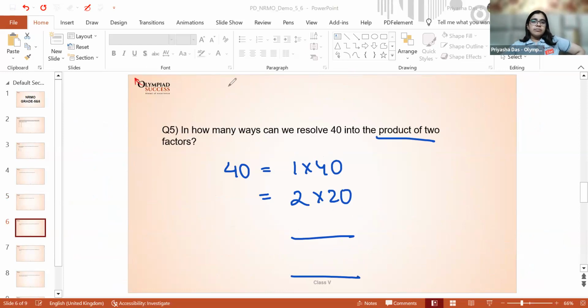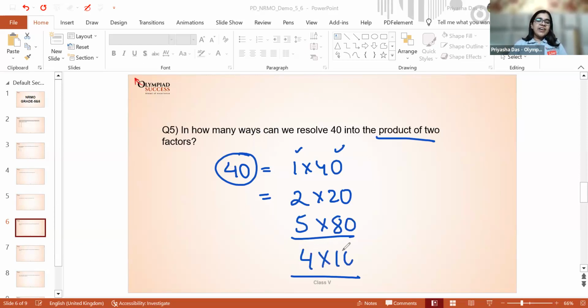Write it. Yeah, Advik, I just explained it. That means in how many ways can you denote the same product with two different numbers? 5 into 8. Anything else? 4 into 10. Anything else? No? So Ankit, how many ways are there over here? 1 way, 2 way, 3 way, 4 way. 4 ways are the answer.